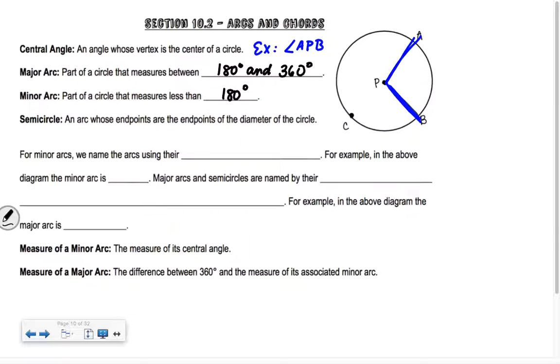So then what's perfectly 180 degrees? That would be half the circle. So it's a semicircle. A semicircle is an arc whose endpoints are the endpoints of a diameter of a circle. So it's 180 degrees.